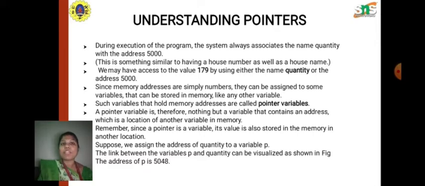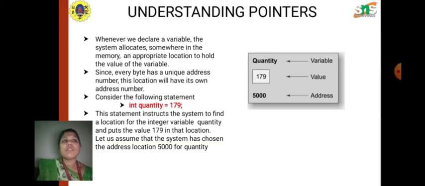A pointer variable is therefore nothing but a variable which contains the address, the location, of another variable in memory. Since a pointer is a variable, its value is also stored in memory in another location. Suppose we assign the address of quantity to a variable p. The link between the variable p and the quantity is visualized in the diagram.